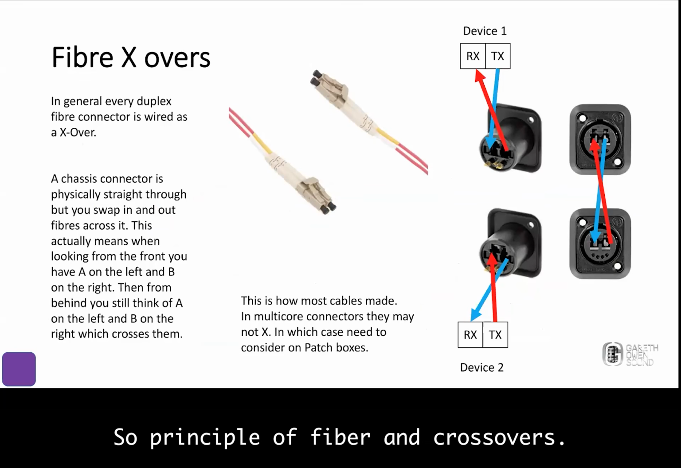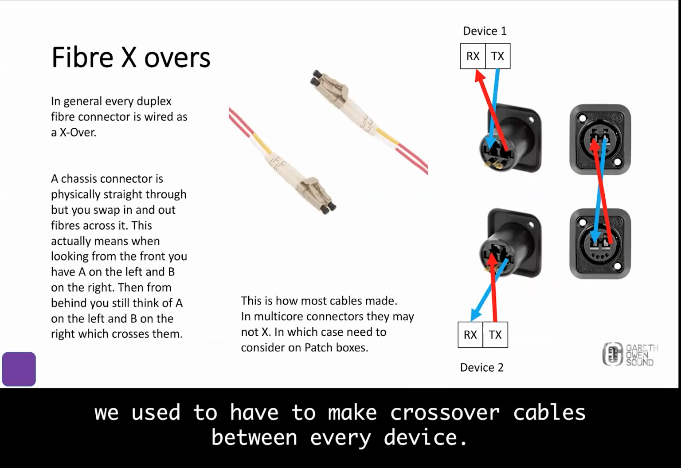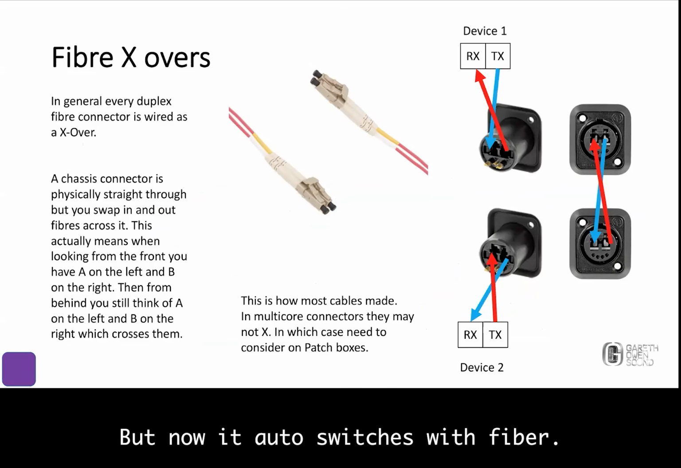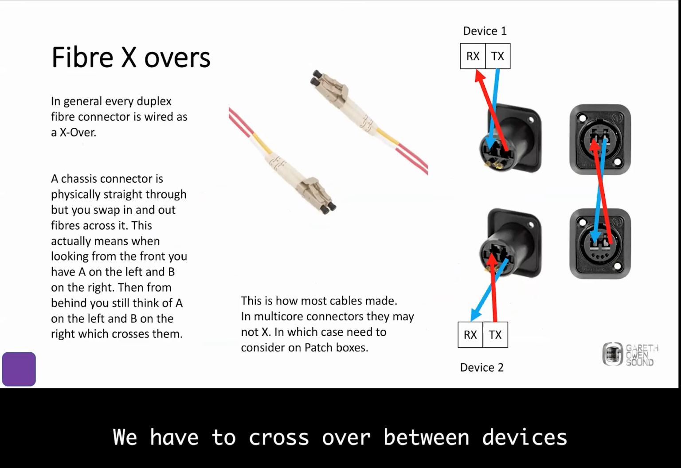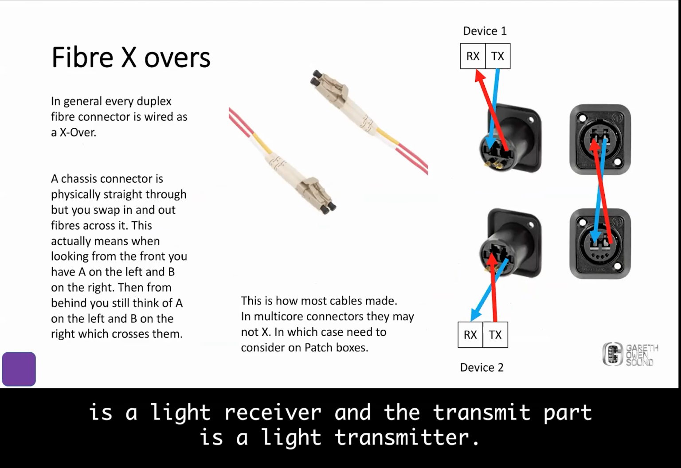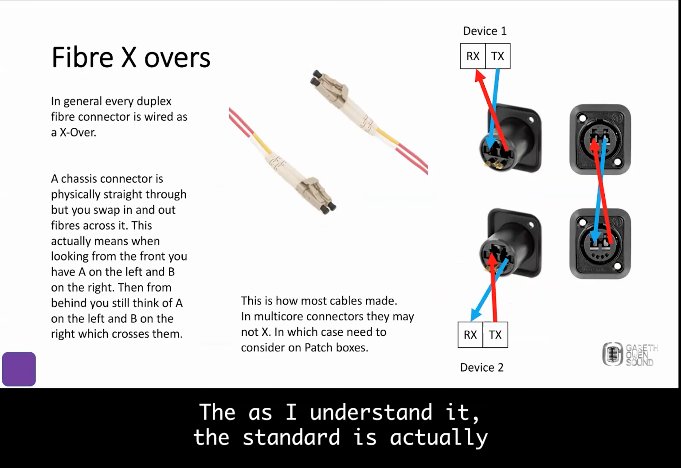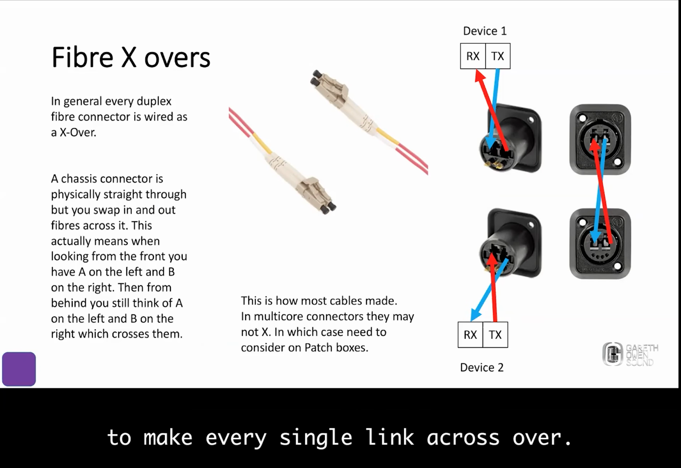So, principle of fiber and crossovers. As I said, in copper, in cable network, we used to have to make crossover cables between every device, but now it auto switches. With fiber, we have to cross over between devices because the input part of a device is a light receiver and the transmit part is a light transmitter. So we have to make crossovers. As I understand it, the standard is actually to make every single link a crossover.